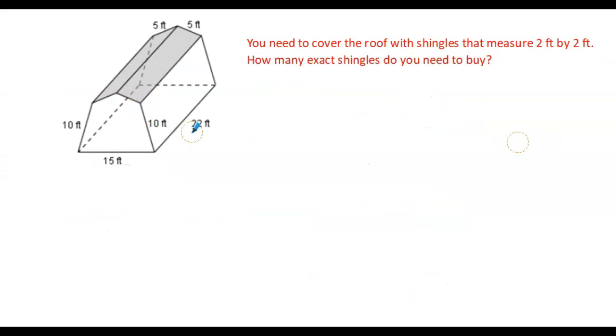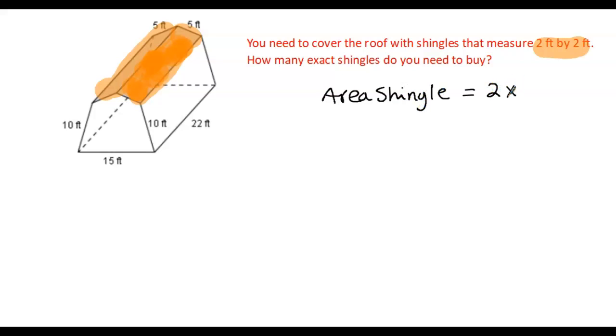Right, so we have this shape here, and there is a shaded part of it, which is all this section here, is shaded, and that's the roofing that we need to roof with the shingles. The shingles measure 2 by 2. First of all, we need to find the area of the shingles. So the area of the shingle is 2 by 2. So 2 times 2, which is 4. So it's 4 feet squared.